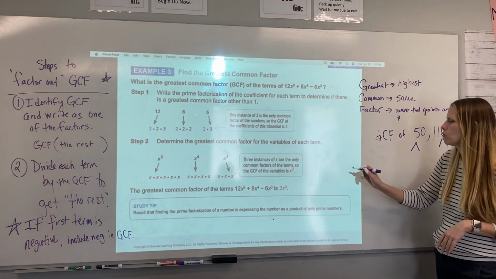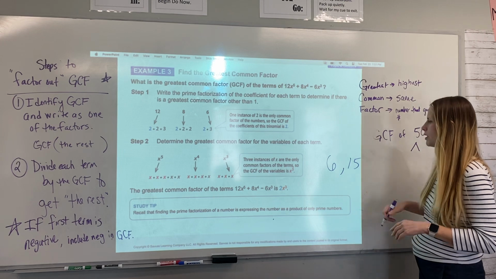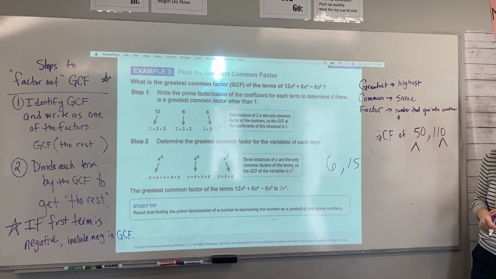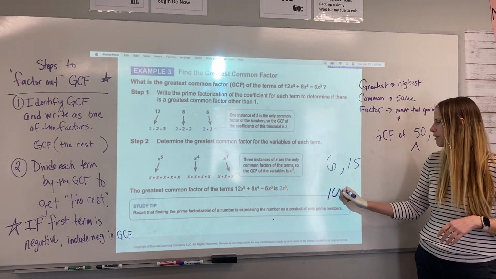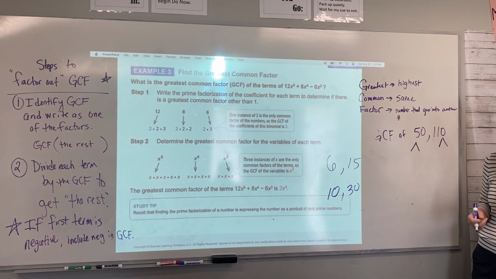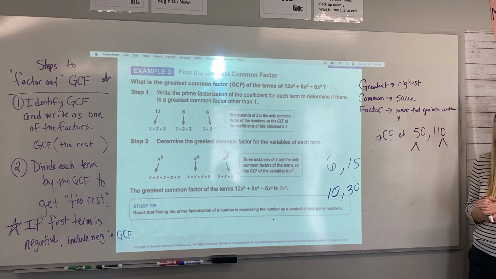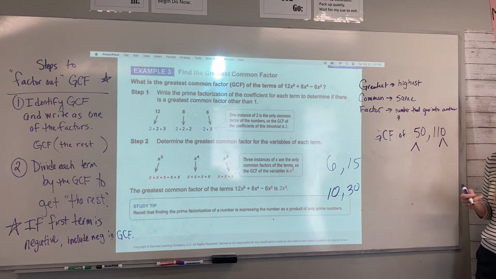Like if I said, what's the greatest common factor of 6 and 15? 3. Yeah. The GCF is 3. That's the highest number that they can both go into. What's the GCF of 10 and 30? 10. So sometimes the greatest common factor is just very easy to get because the numbers are pretty low and pretty obvious.